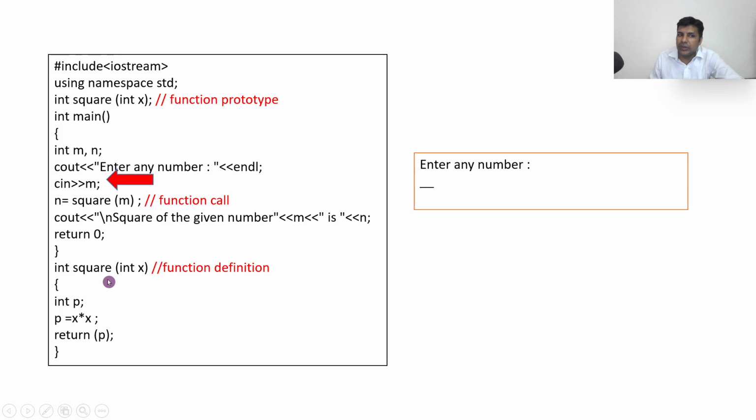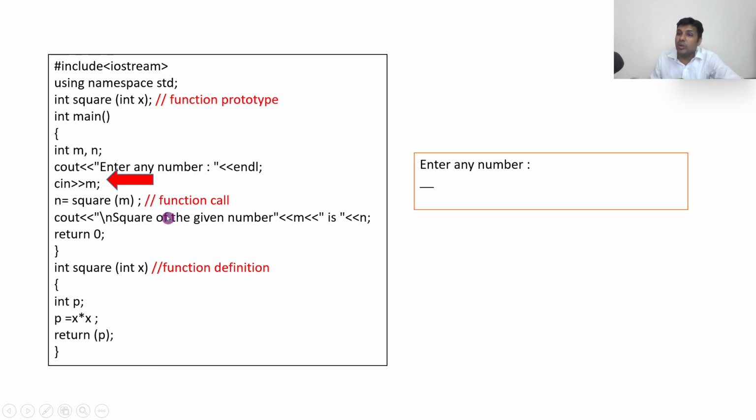So int square means the function return type, function name, parameters, and you can see this is the function head and the function body. The function body contains the declaration of local variables, assigning values, and the function statement and return statement.